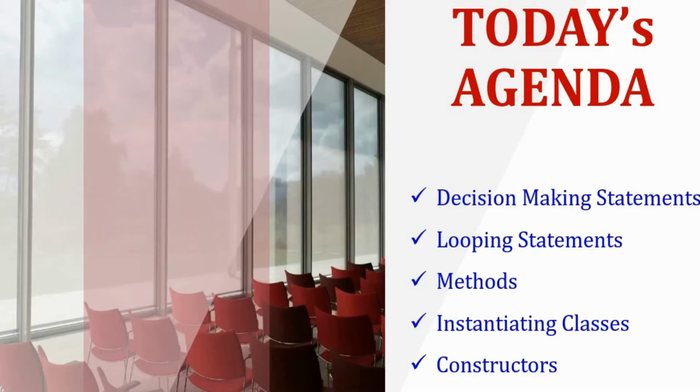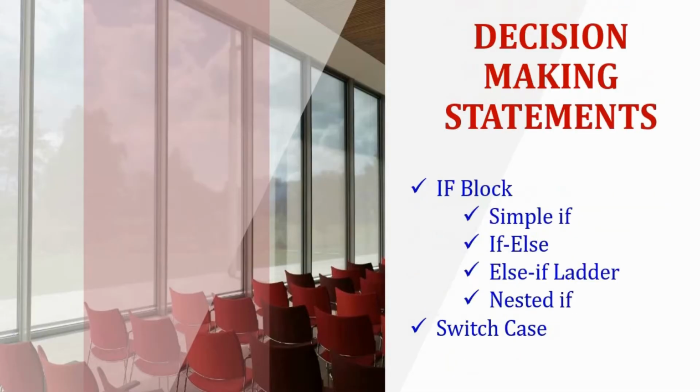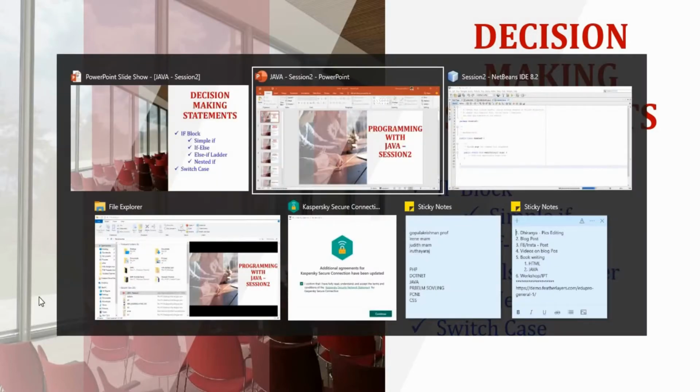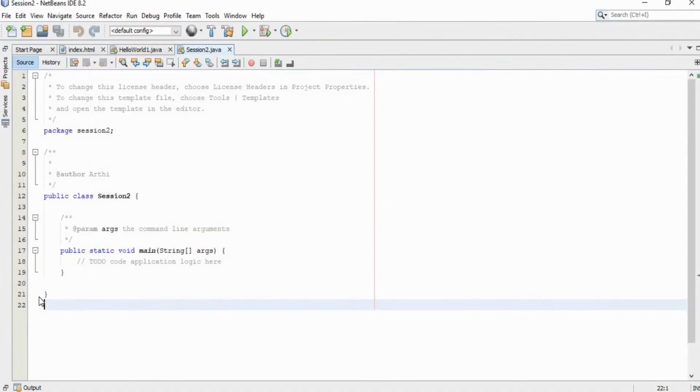So let's get started with the decision-making statements. As I told you before, the decision-making statements available in programming are the if block and switch case. Inside the if block we have further classification as simple if, else if ladder, and nested if. So we can have a program for demonstrating our if block.